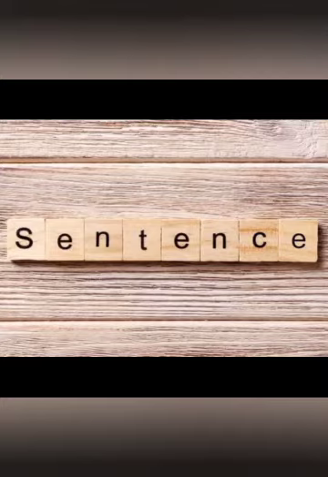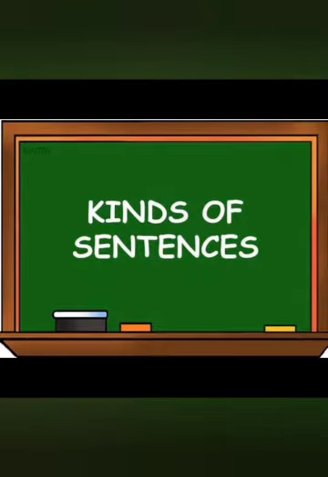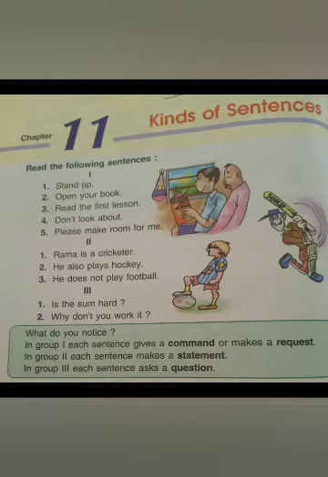Today we will be doing lesson 11, kinds of sentences, page 58. Open your book to page number 58. Before I explain the concept, let's read the examples. Read the following sentences. Part 1. Number 1, stand up. Number 2, open your book. Number 3, read the first lesson. Number 4, don't look about. Number 5, please make room for me.